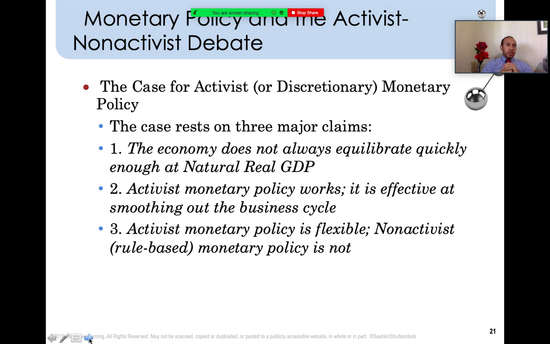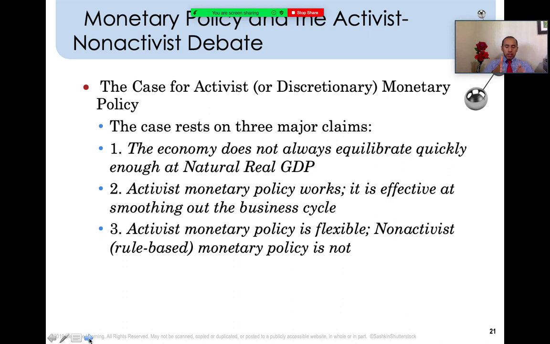So, the case for the activists, or the use of discretionary monetary policy, in the view of the activists. They argue three main points. First, the economy does not always equilibrate, or does not do so quickly enough, to natural levels of GDP.